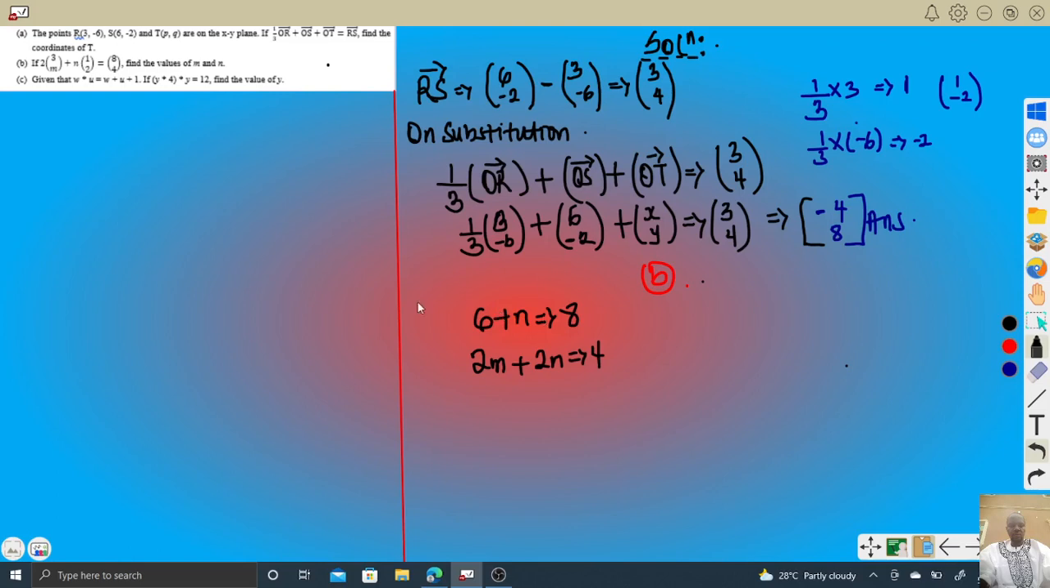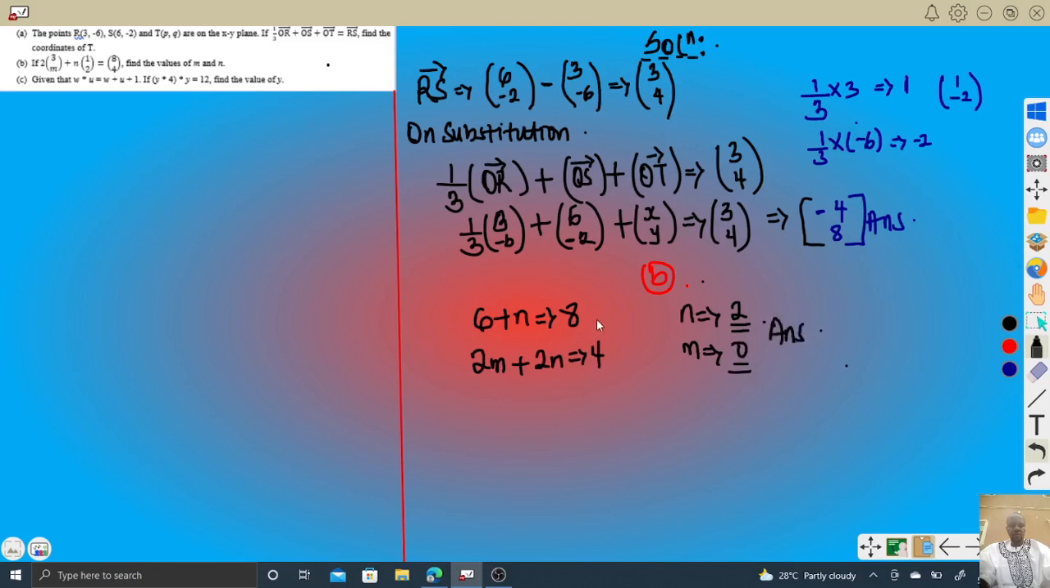So we solve this one from here, make n the subject from now. n is 8 minus 6. n is 2. Substitute that here. You see that this is 4 minus 4 is 0. m is equals to 0. So that's the answer for m and n, and that's the solution to your question. I hope you understand what I'm doing.